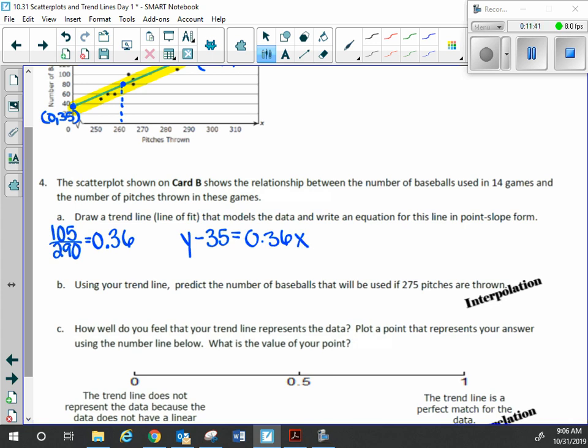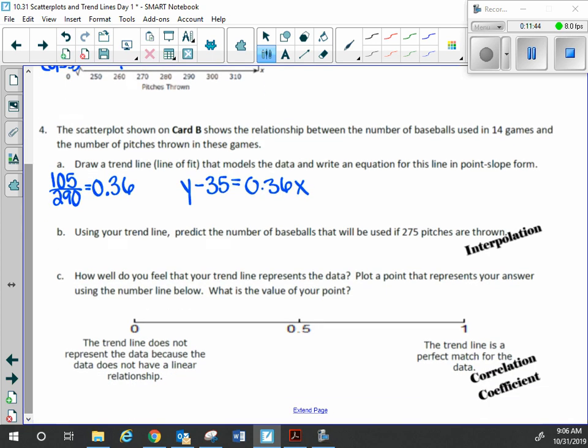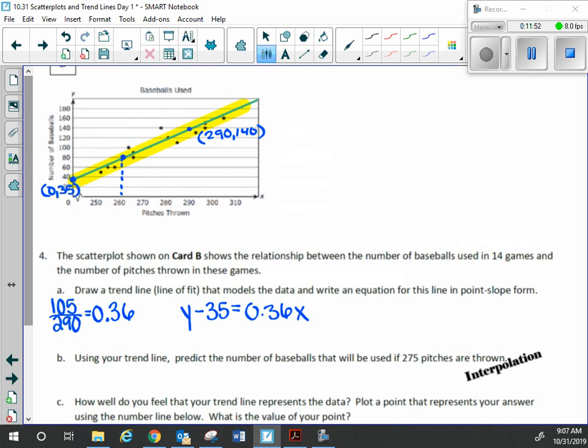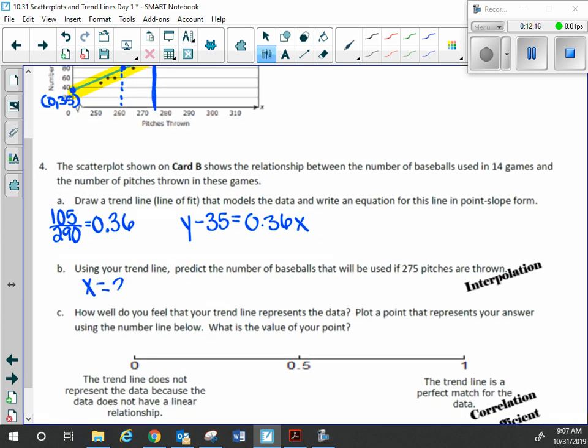Using your trend line, predict the number of baseballs that will be used if 275 pitches are thrown. Okay. 275. You see how it says interpolation in it? What does that mean? Inside. So if 275 pitches are thrown, let's go ahead and make an estimate right now about how many baseballs should be used. Somewhere around 105, 110. Okay, but we have our trend line now. Which variable represents the pitches thrown? X. So X is 275, and we're going to plug it in.